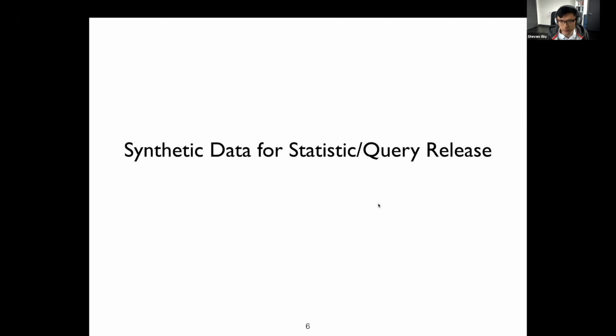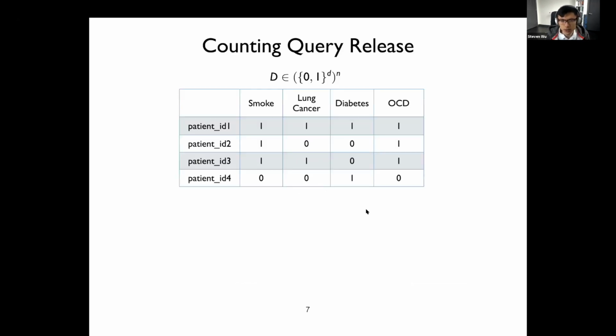Okay, so let me go into the first part, where we think about how we synthesize privacy preserving data for statistical or query release. Let me first give you an example of what a query might look like. I'm mostly going to focus on counting queries.